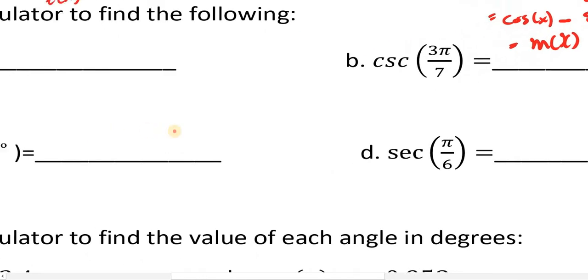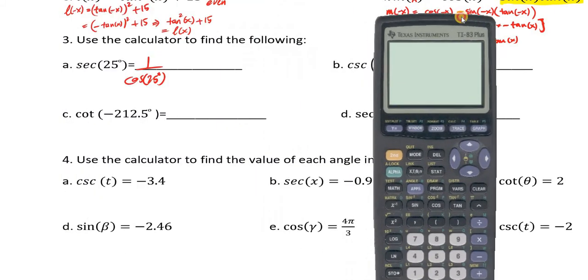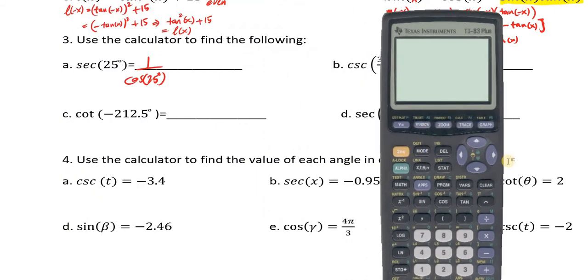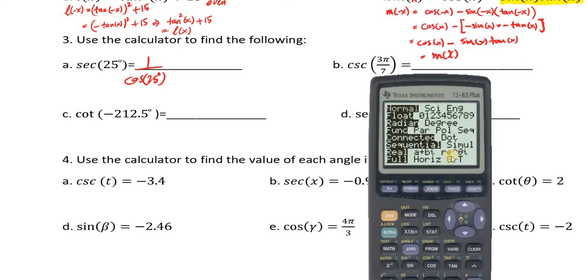All right. We're going to use the calculator to find the following. Secant 25. Notice that most of the calculators don't have secant. So we need secant, which is 1 over cosine 25 degrees. So this is what we're going to plug into our calculator. Let me pull my calculator really quickly. Make sure your calculator is in the degree mode. It's in radian mode now, so I'm going to switch it to degree mode and then click enter.